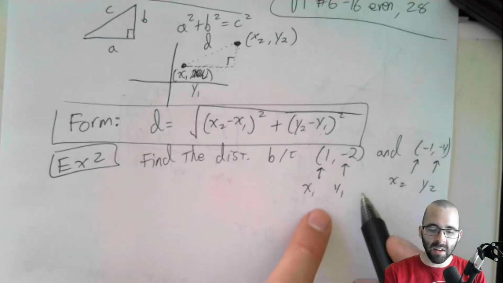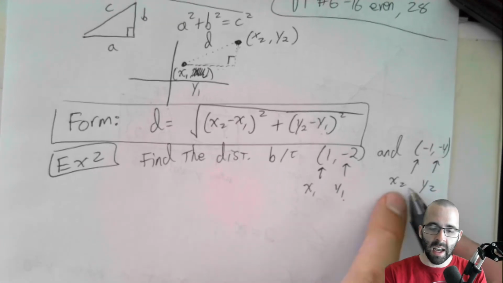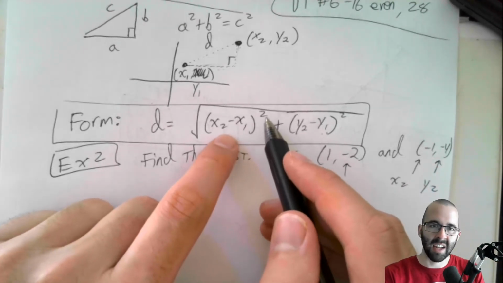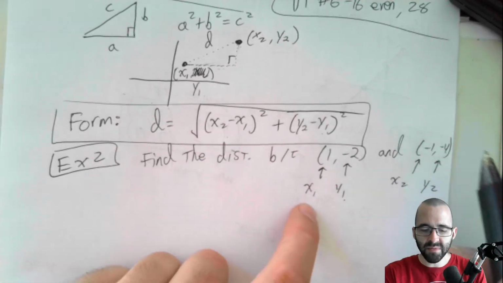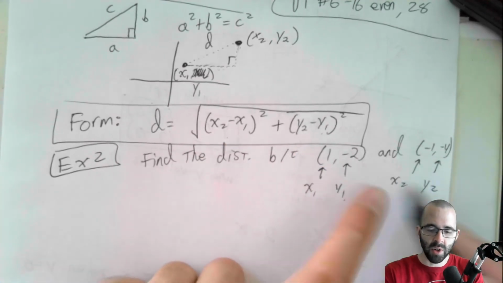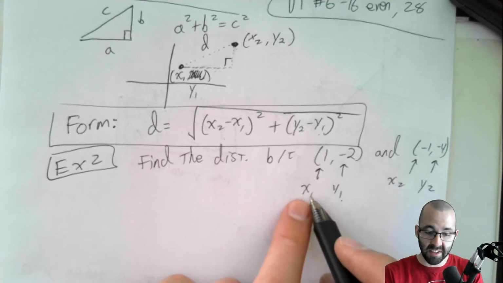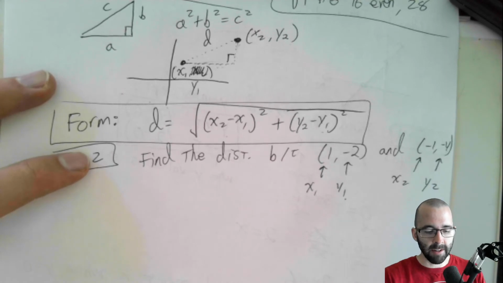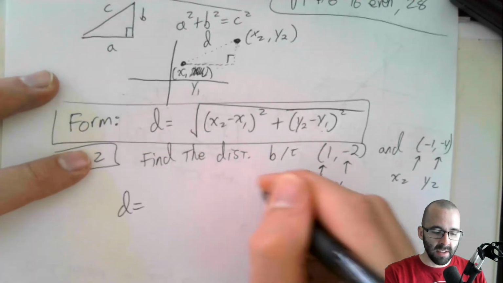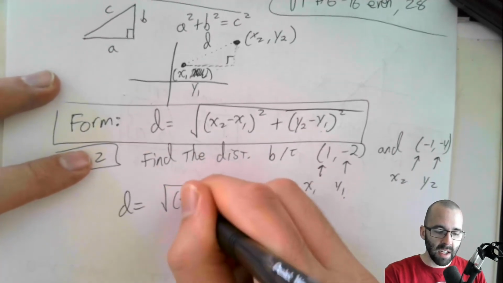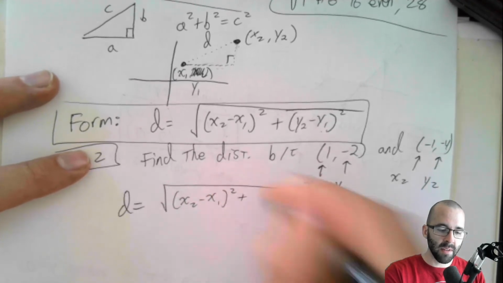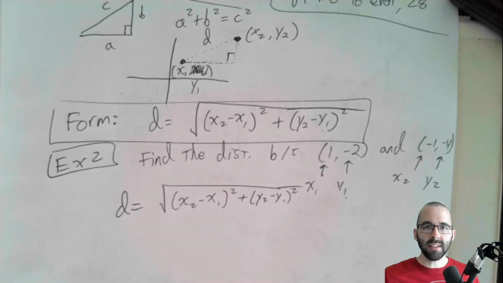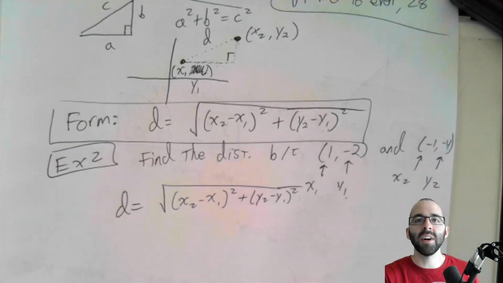And it doesn't matter which one you call 1 and which one you call 2. Okay? Because when you square this, if it's negative, it just becomes positive anyway. It doesn't matter which one you call which one, just be consistent. If this is x1, this has to be y1. Okay? So now let's just plug it in. D equals the square root of x2 minus x1 squared plus y2 minus y1 squared. And you might say, whoa, Jason, what are you doing? You just wrote down the formula again.